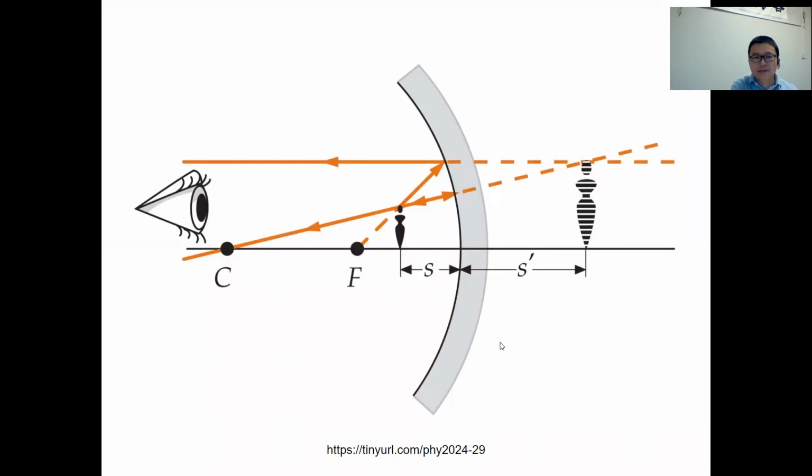All right, so this is for the concave mirror. Depending on the position of the object, you can actually have a virtual image, or you can also have a real image. And then you can have an enlarged image, or you can have a shrunken image. That also depends on the location of your object.